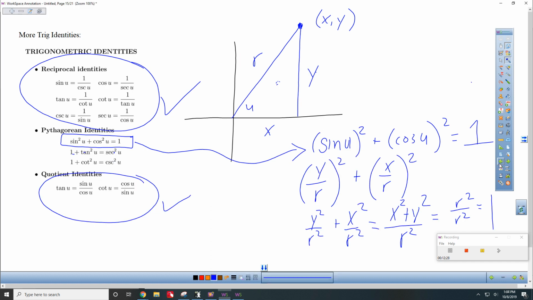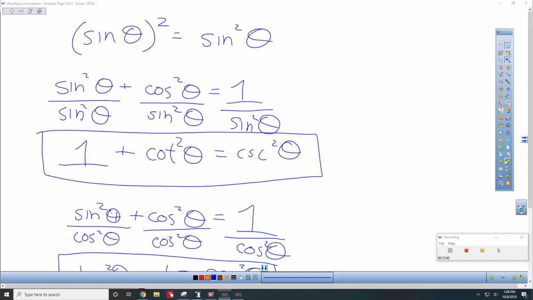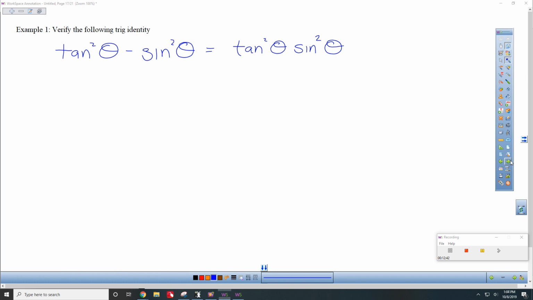I only learn this one, and then I can always get to these two by simply dividing by sine squared or cosine squared. Okay? So what in the world are we doing? Great question. This is why I kind of hate this, because I don't even really know why this is a thing. Like, I don't even know really how it applies.